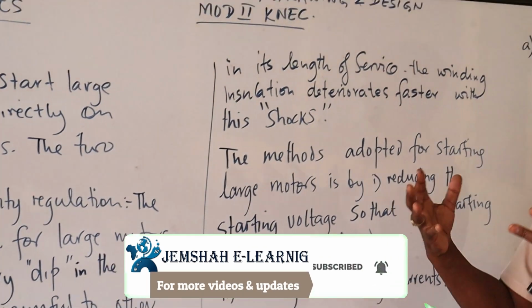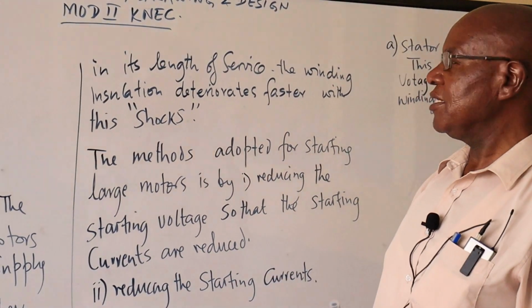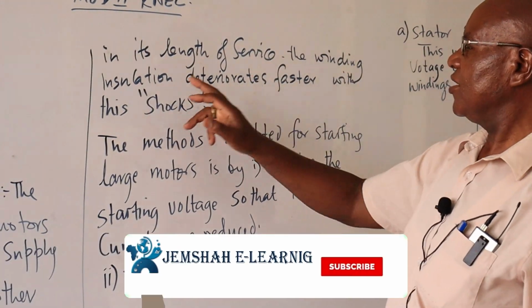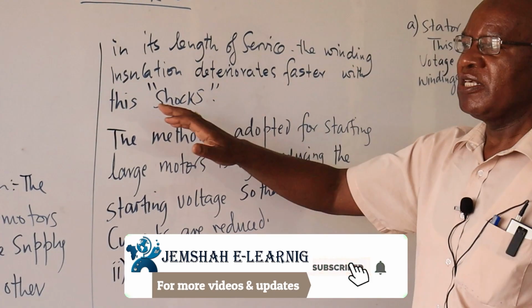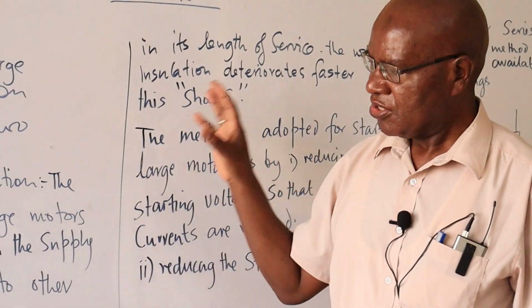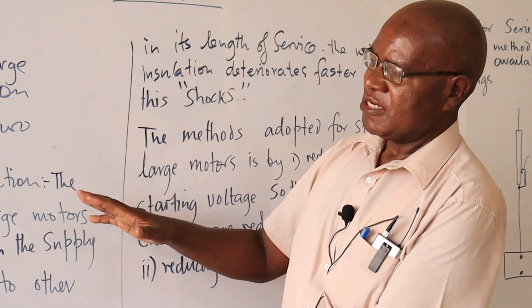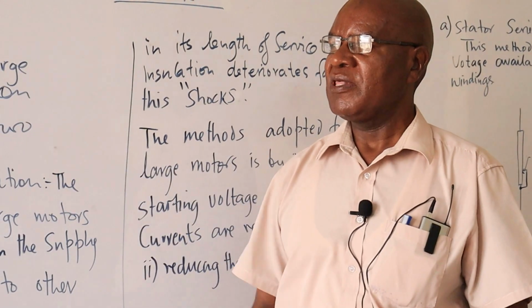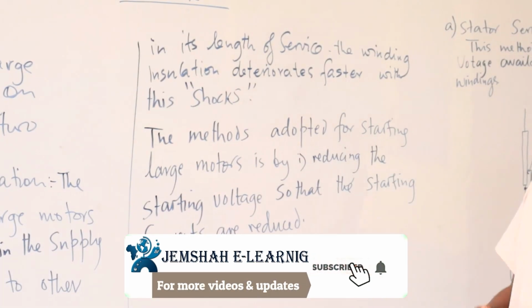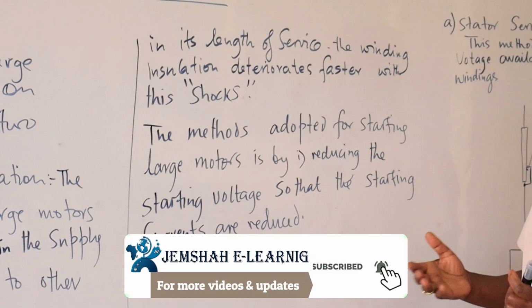Now, what do those large currents affect when the shock comes in? It mainly affects the windings. The winding insulation deteriorates faster with this kind of shock. So basically, these are the two main impediments we want to overcome when we are starting large motors. Now, there are various methods adopted for starting large motors.